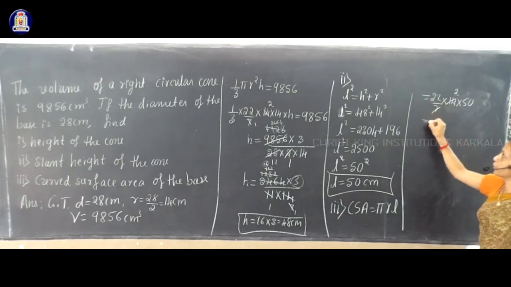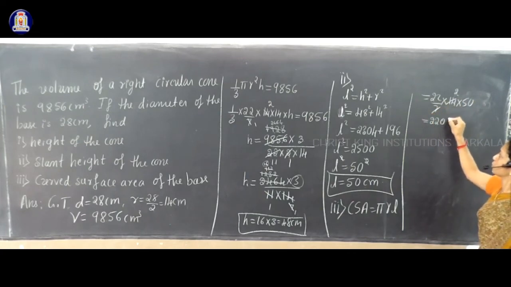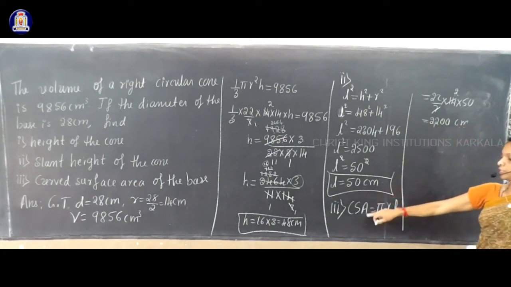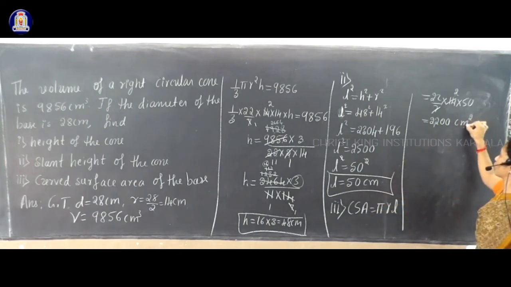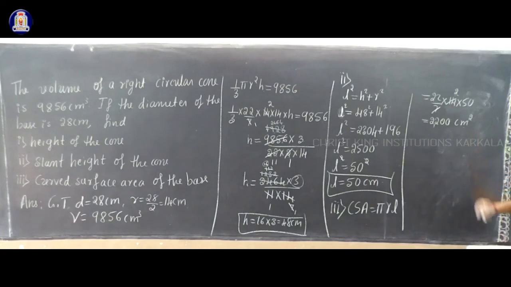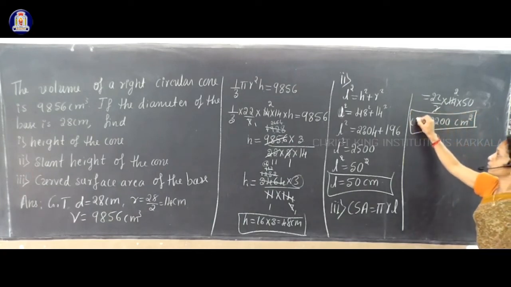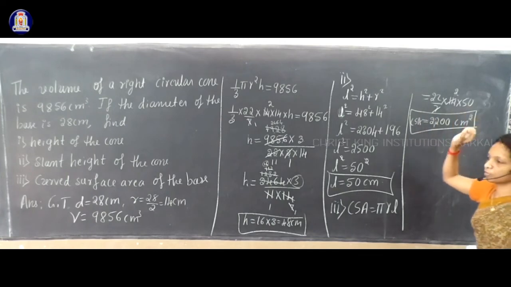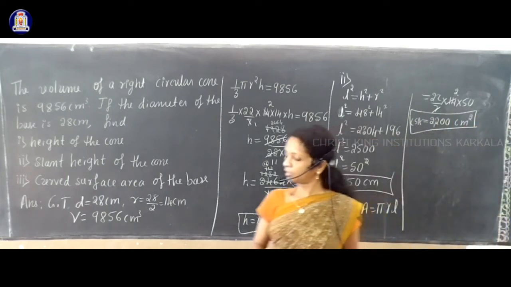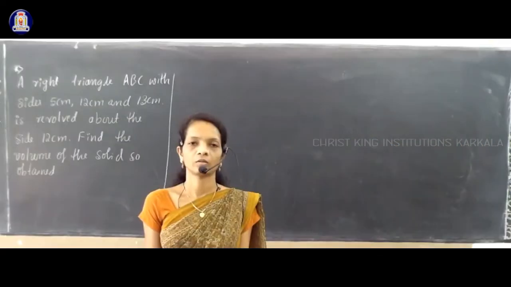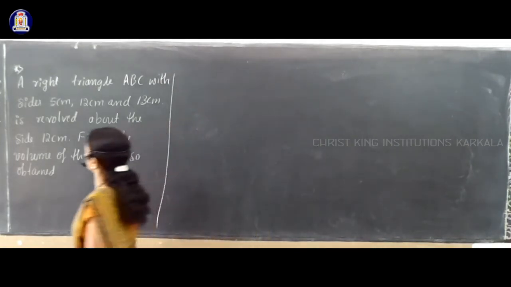100 into 22, 2200. Okay. So this is a area, curved surface area. You have to write a square unit of a centimeter. Okay. So 2200 centimeter square, that is a CSA of a cone. Okay. So like this you have to find. Thank you. Next problem is this one.